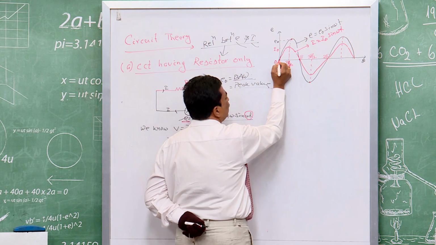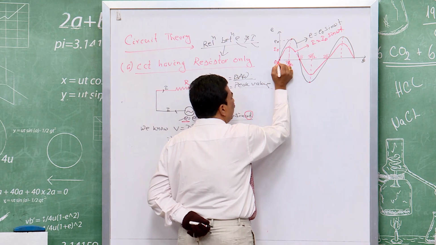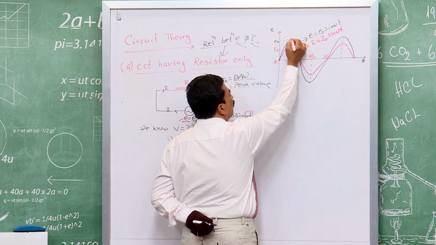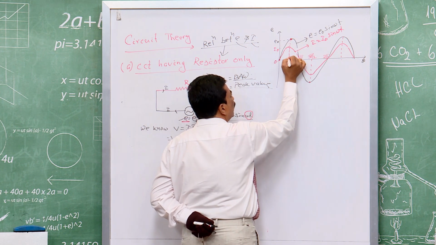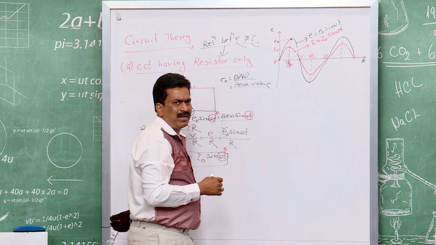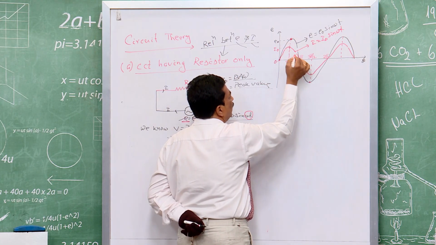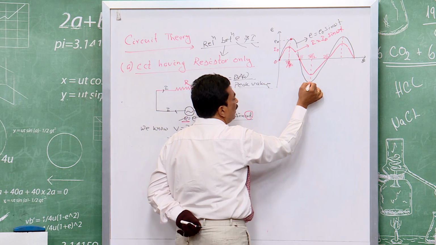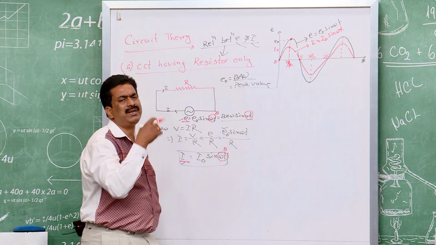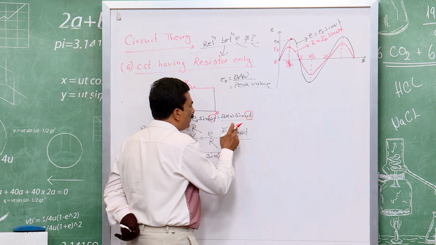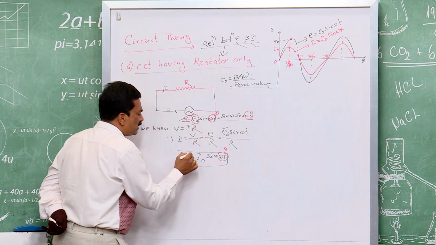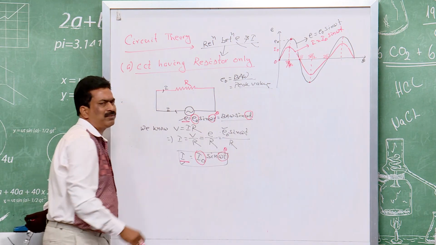At theta equal to 0, wherever E is, there is I. When theta is equal to pi by 2, on whichever line E is, on the same line I exists. This means E and I are in the same phase, along the same direction. But what about their magnitude? Here E has its maximum value E0, and here I has its maximum value I0.